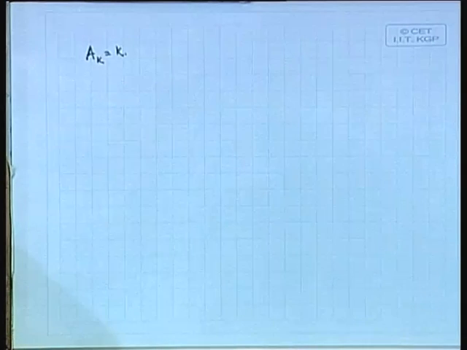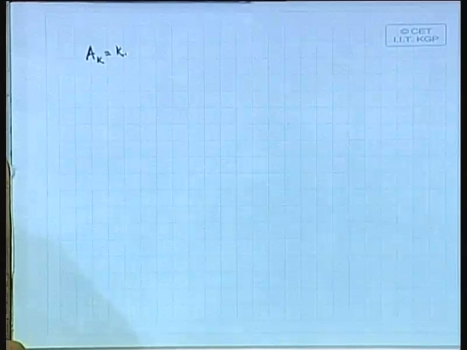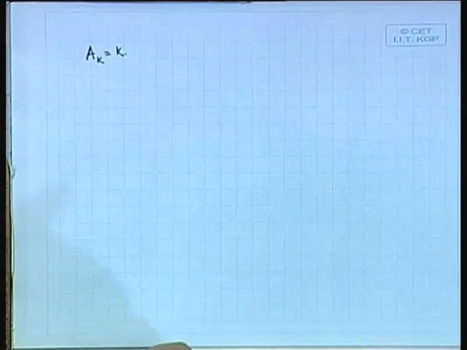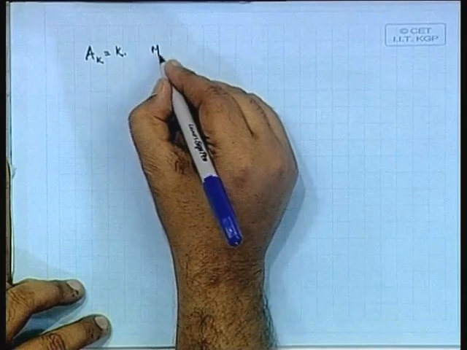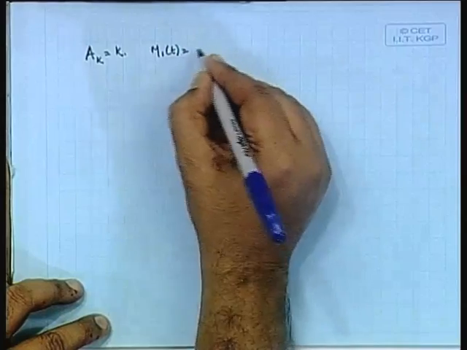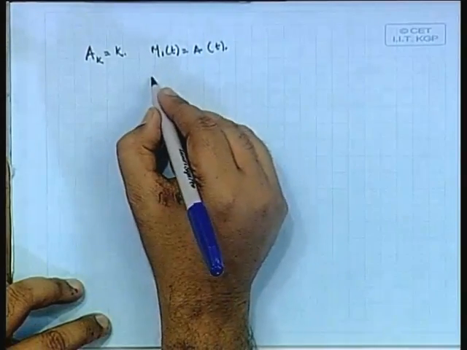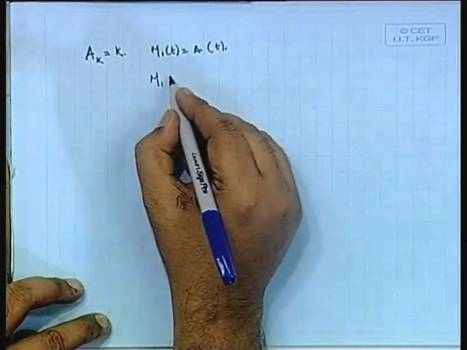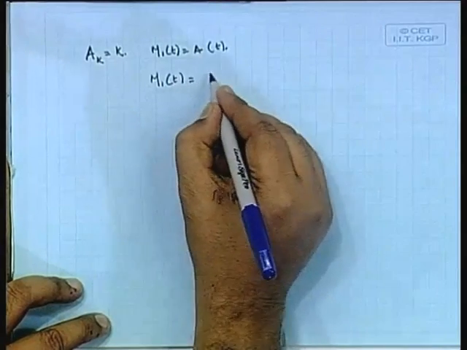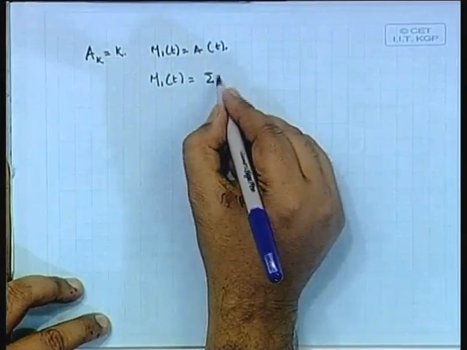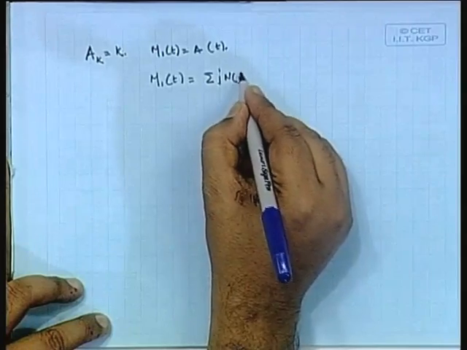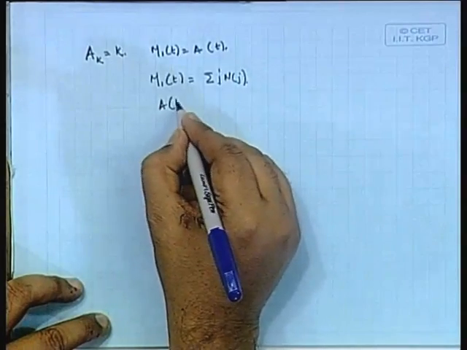So, what is a_k? Let us think of a_k equal to k, which is the linear model. If a_k is equal to k, then m1(t) is equal to A(t). What is m1(t)? It is equal to the summation of j n_j. And what is A(t)?